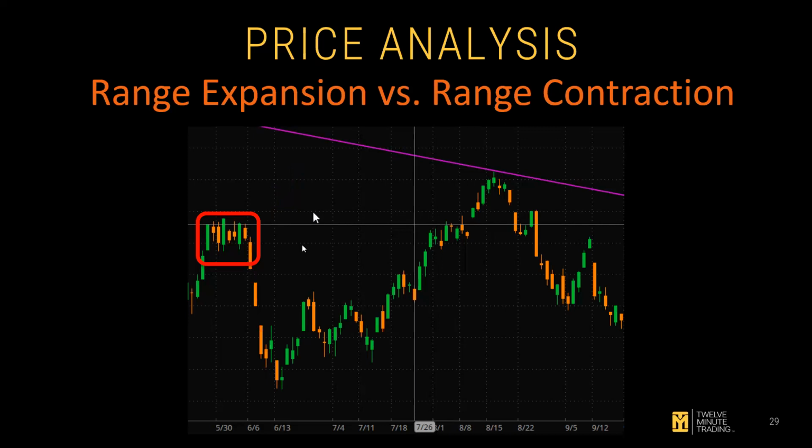So that's range contraction going to range expansion. Then that range expansion went to range contraction again, pulled into another range. This time it broke out to the upside for a little while until it got exhausted and went into another range until it broke out again. It just does this back and forth, up and down, forever and ever. It never stops. It's not overbought, oversold. It's range expansion, range contraction, and then back again.